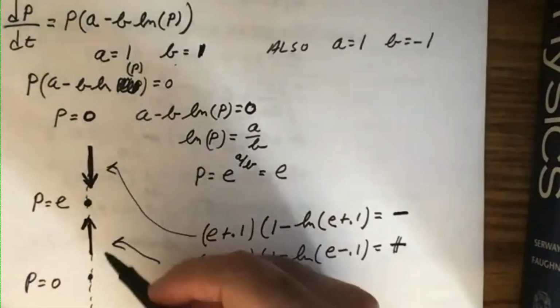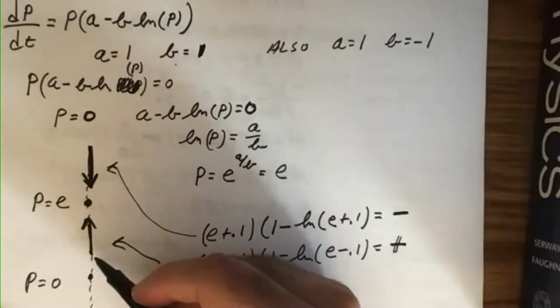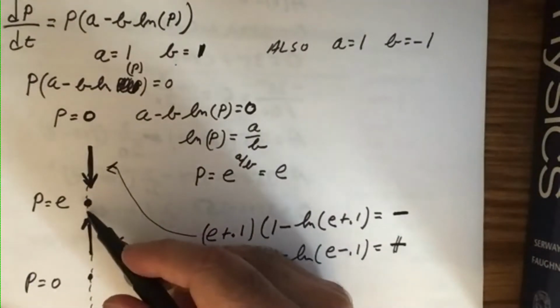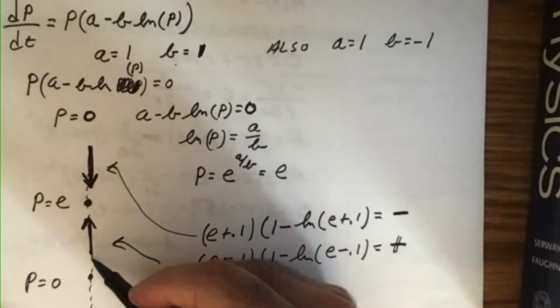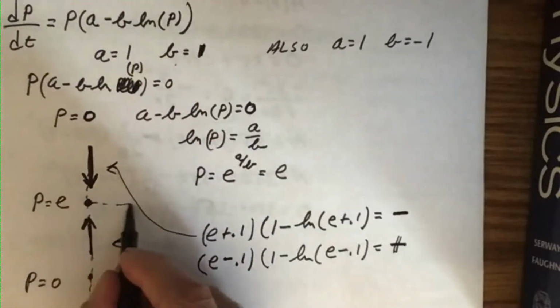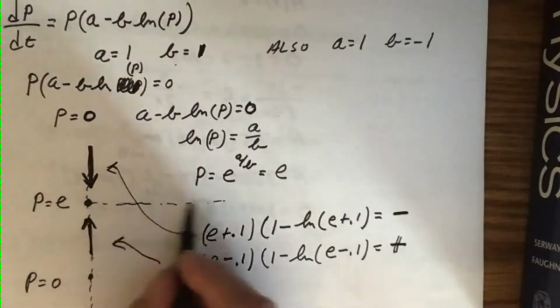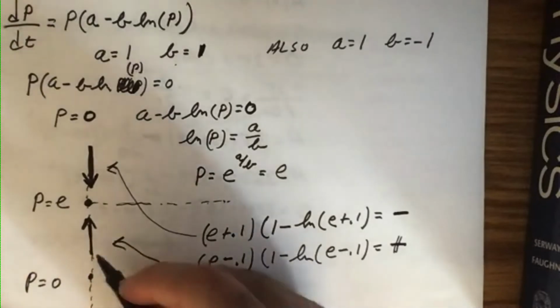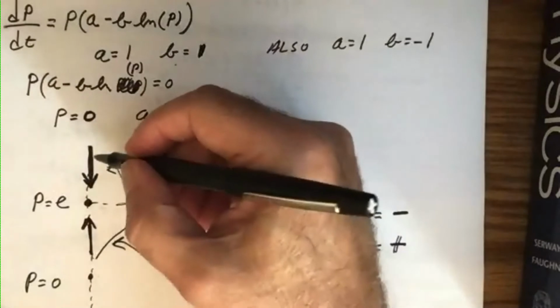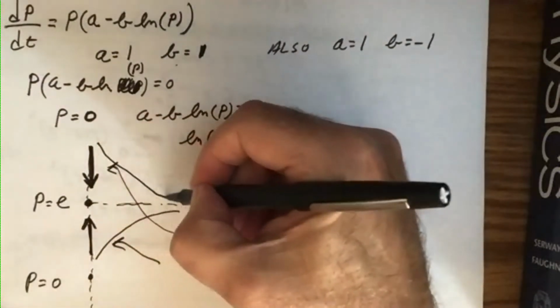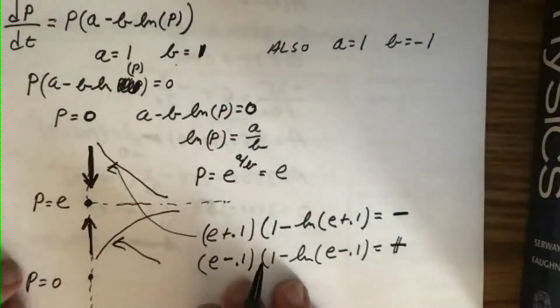So if I start out with an initial condition here, they only wanted us to really do this. This is going to be an asymptote. This is a critical point. So if I start out with an initial condition here, it's going to look like this. If I start out with an initial condition here, it's going to look like that.